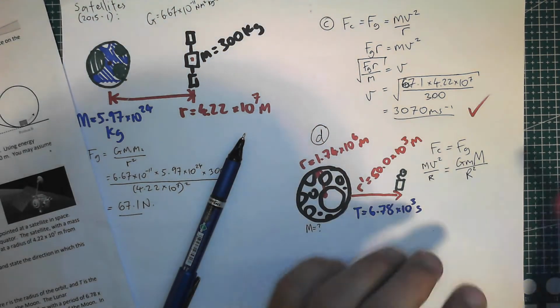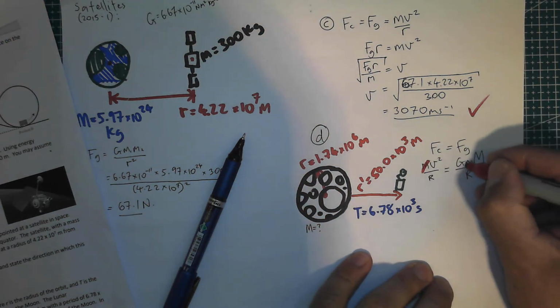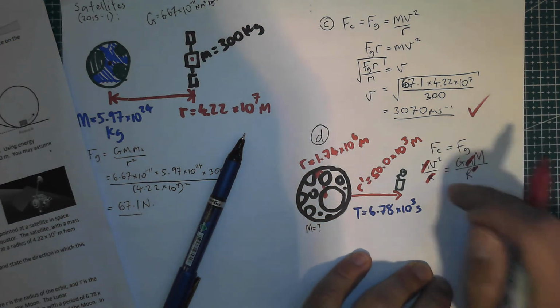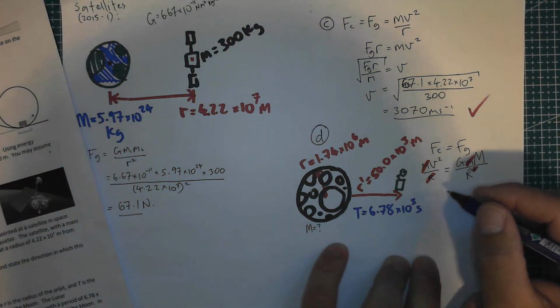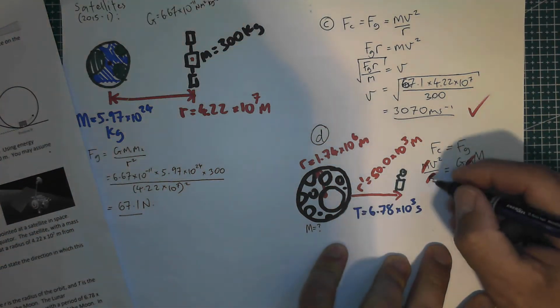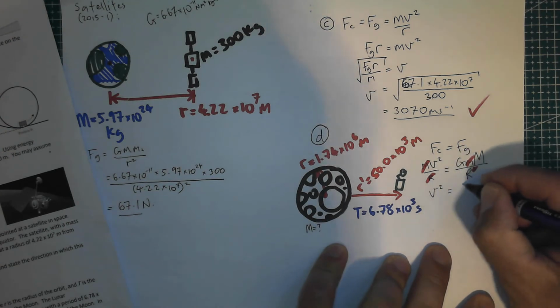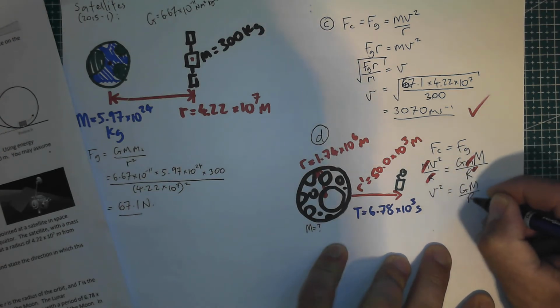I'm going to just straight off the bat do some simplifying. The masses cancel out, and one of these radiuses cancels the squared there. Cool. And then I'm going to just simplify this down. V squared equals GM over big R.